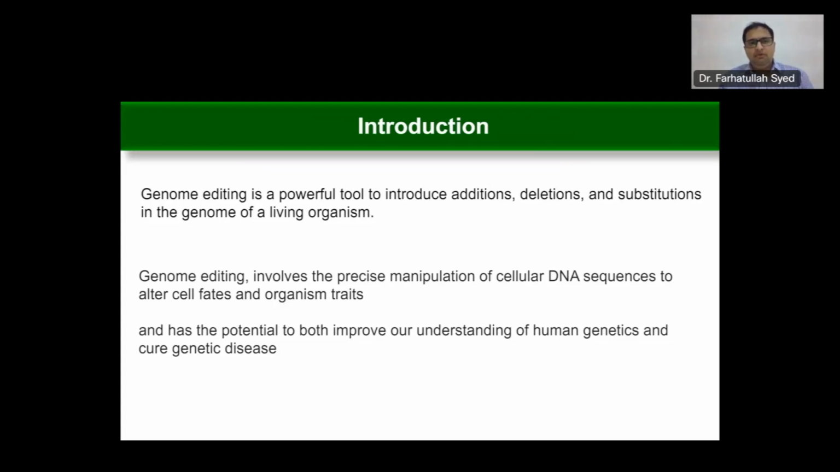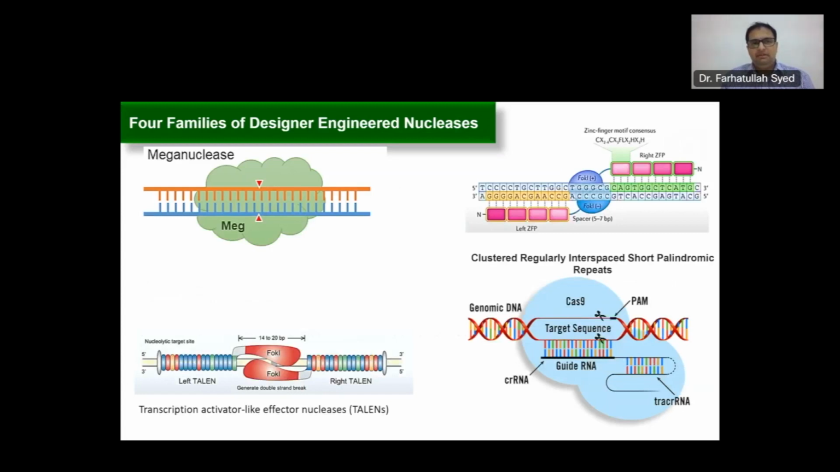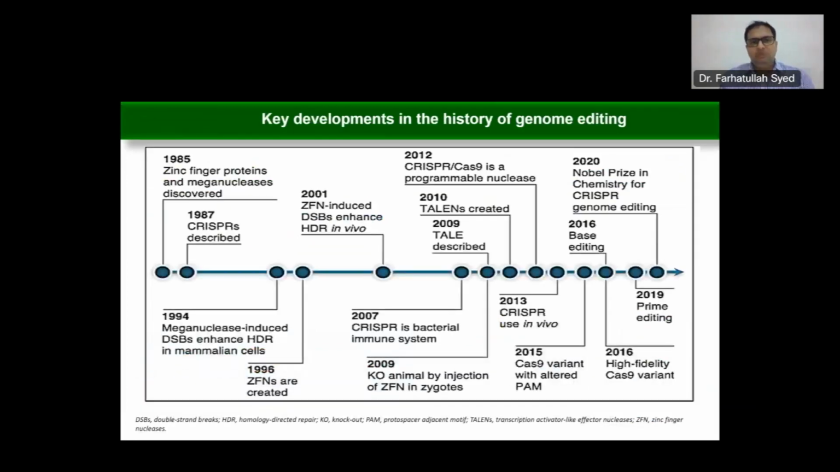So there are four main families of designed and engineered nucleases. Historically, one is meganucleases, the second is zinc finger nucleases, the third is transcription activator-like effector nucleases, TALENs, and the fourth, a very popular one, is clustered regularly interspaced short palindromic repeats, which we call CRISPR-Cas.